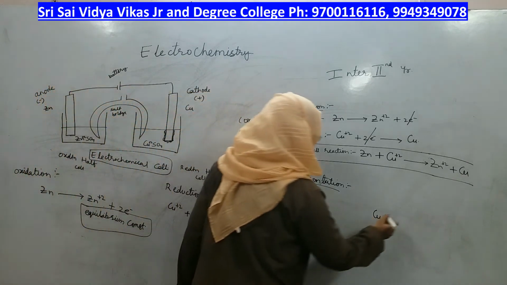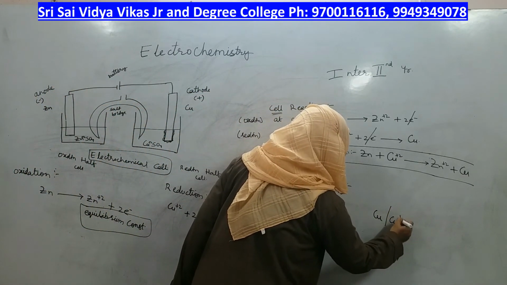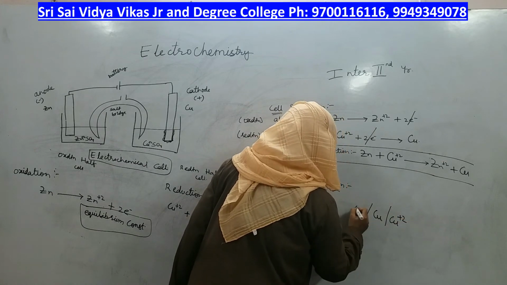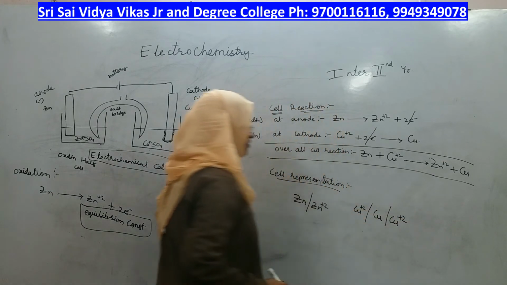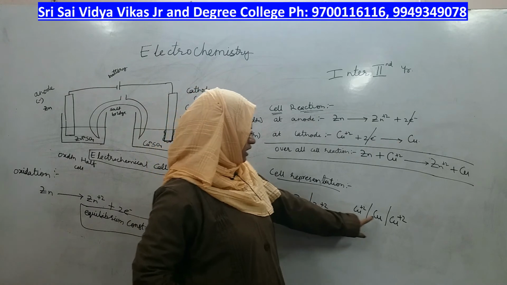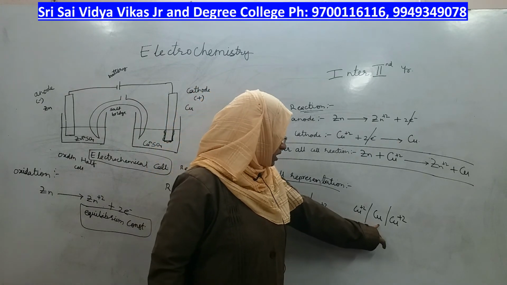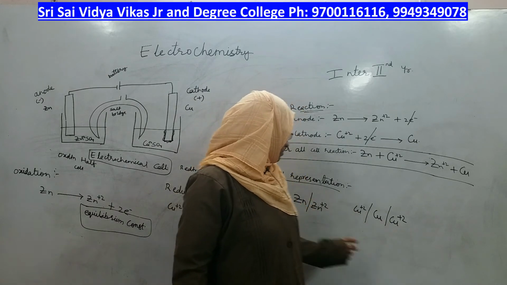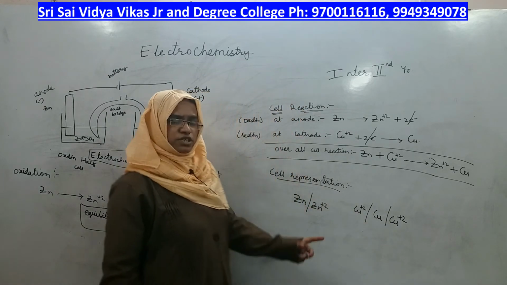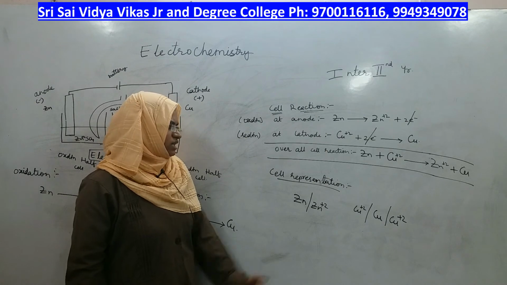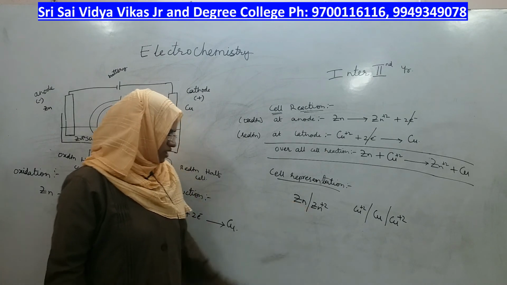So, where should I write copper +2? If I write copper +2 here, then copper, is this the correct arrangement, or is the correct arrangement copper and then copper +2 just like this? Which one is correct? To understand that, let us look at the reactions, right?